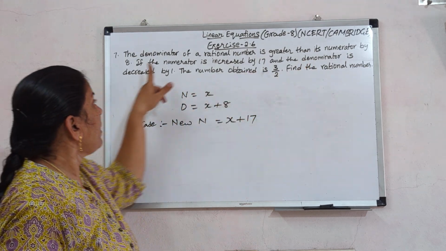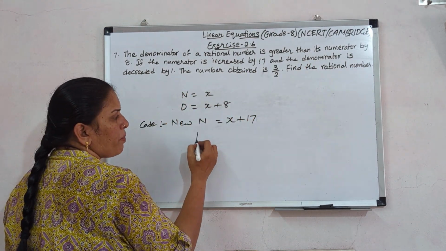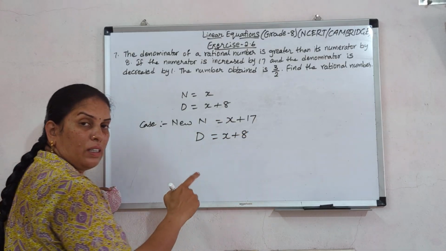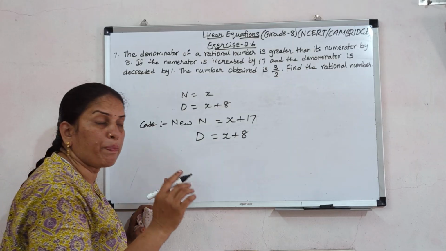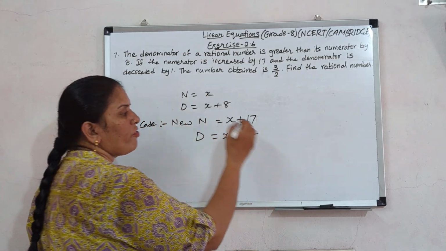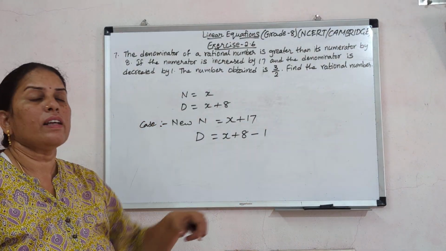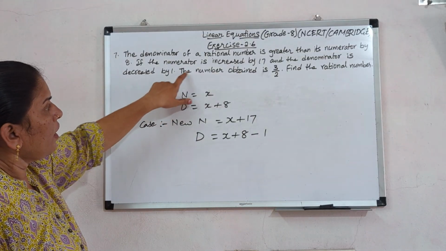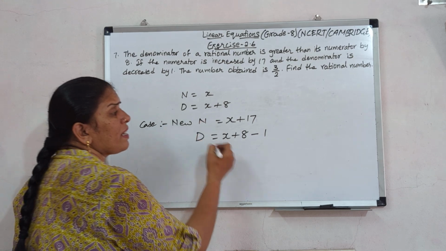And the denominator is decreased by 1. So the same denominator, what is the denominator here? X plus 8 is decreased by 1. Decrease means what should we do? Subtract. Decreased by 1, how much do we subtract? 1 we must subtract. Decreased by 1 means we must subtract 1 from the previous denominator. Understood, ma? The new number obtained is, how does the number come?